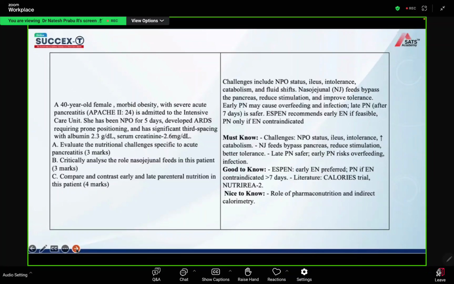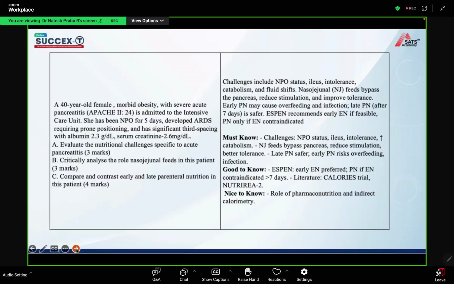So what we need to understand is the gastrointestinal intolerance in acute pancreatitis patients and severe acute pancreatitis patients particularly. And if required, an NJ feed bypassing the pylorus can help in decreasing gastrointestinal dysfunction. So the other things which we need to know are the ASPEN and ESPEN criteria, where early enteral nutrition is particularly preferred, and other trials which we just discussed, the CALORIES and EPaNIC trials. The role of pharmaconutrition and indirect calorimetry in assessment of nutritional planning.